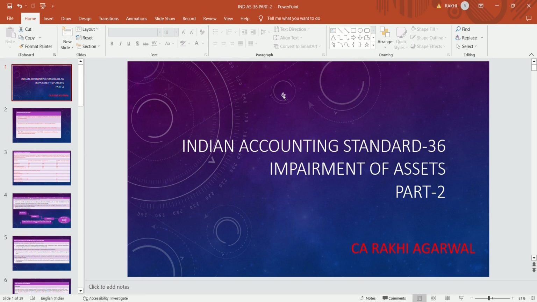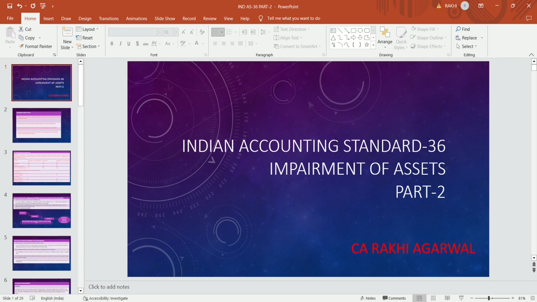Now, how will we calculate the impairment loss? When the recoverable amount is less than the carrying amount, then there is an impairment loss. And if the recoverable amount is more than the carrying amount, then there is no impairment loss. And how will we find out the recoverable amount? We will find out fair value less cost to sell, and then we will find out value in use, and whichever is higher, we will consider that as the recoverable amount.